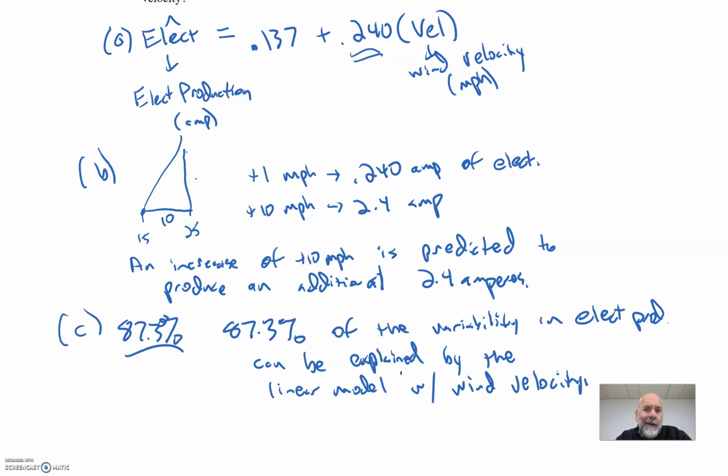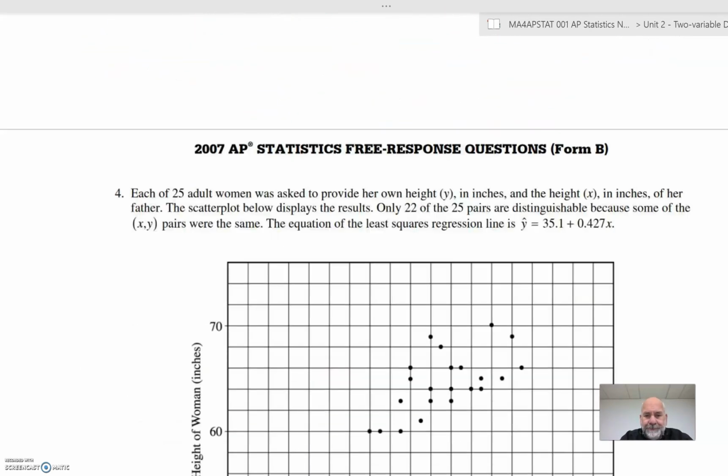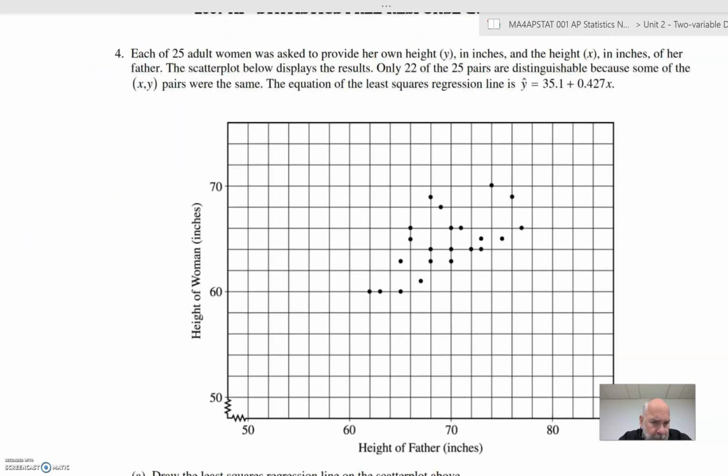Maybe there's wear and tear. There's one that's kind of breaking down a little bit. There's variability in it, and it's not a perfect predictor, but it's a very good predictor. Okay, that's the answer to the first one. On to part B. Doing good on time.